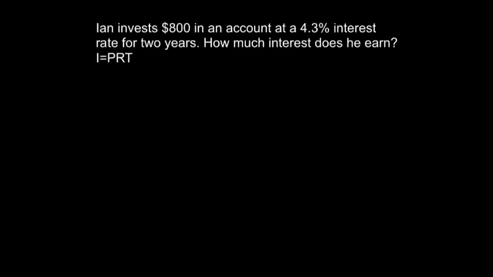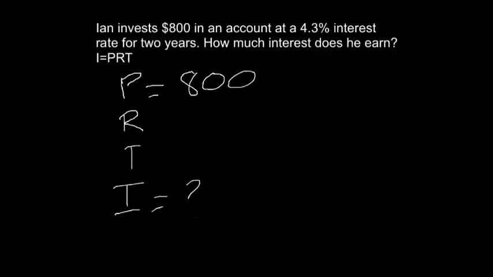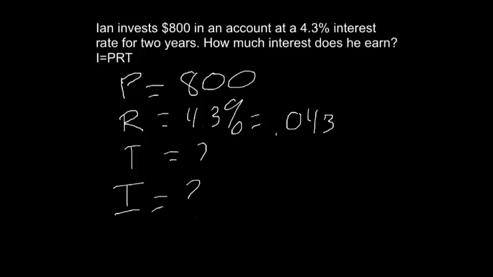So let's use a real example. Ian invests $800 in an account at 4.3% interest for 2 years. How much interest does he earn? So my letters are P, R, T, and I. I is what we're trying to find. Principal is the $800 I put in the bank originally. Rate is 4.3%, which as a decimal would be 0.043, and time is 2 years.